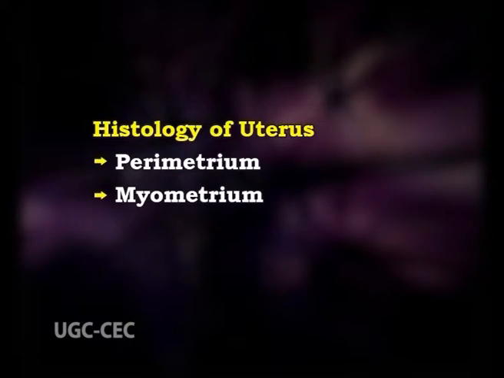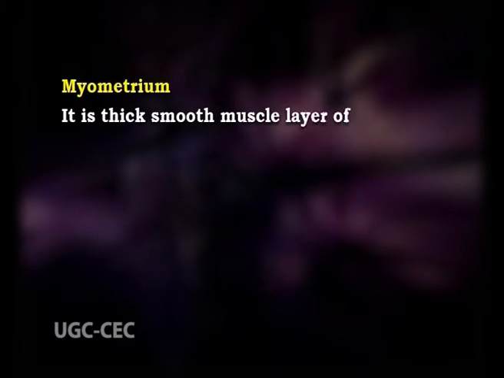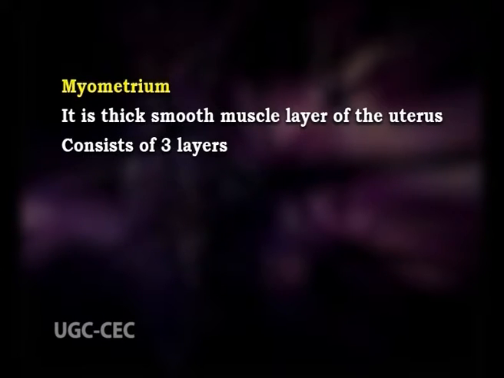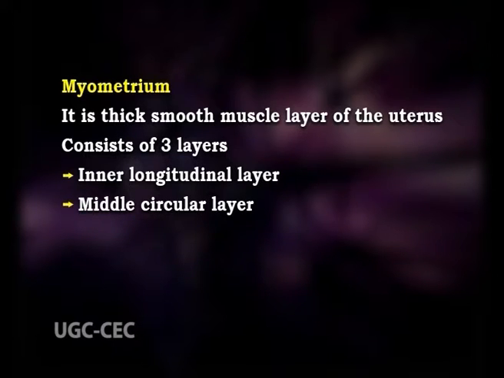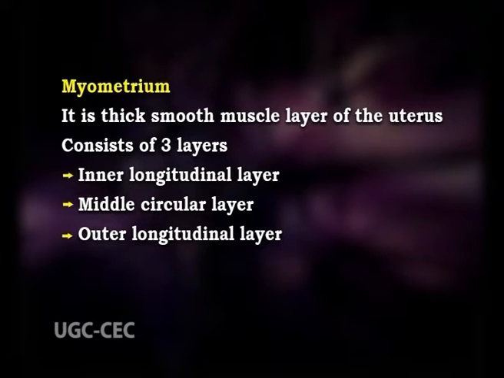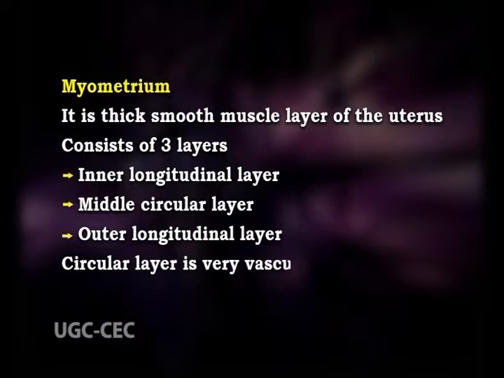Second is myometrium. It is a thick smooth muscle layer of the uterus. It consists of three layers. First is the inner longitudinal layer, second is the middle circular layer and third is the outer longitudinal layer. The circular layer is very vascular, also called stratum vasculare.